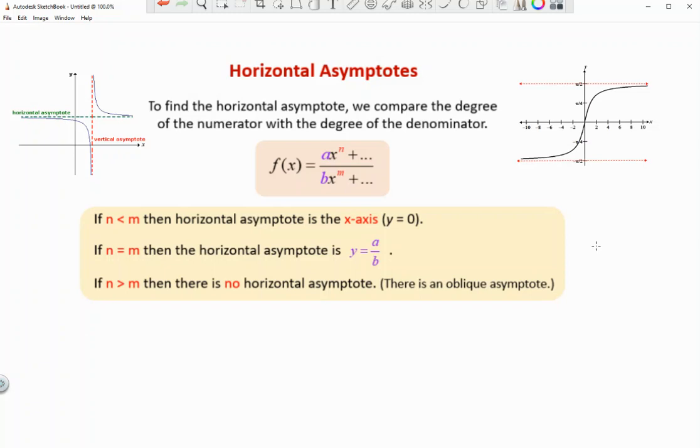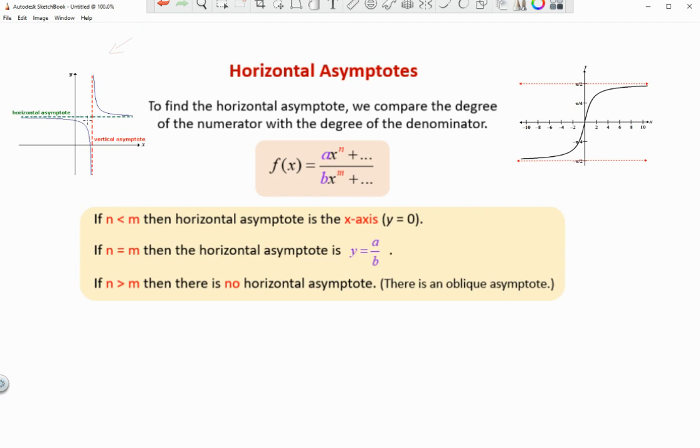All right. So for now, we are going to be discussing horizontal asymptotes. Very similar to vertical asymptotes, but this time it's horizontal. So you can see on the right side of the graph, there is one graph right here, and the horizontal asymptote is shown with the green line.